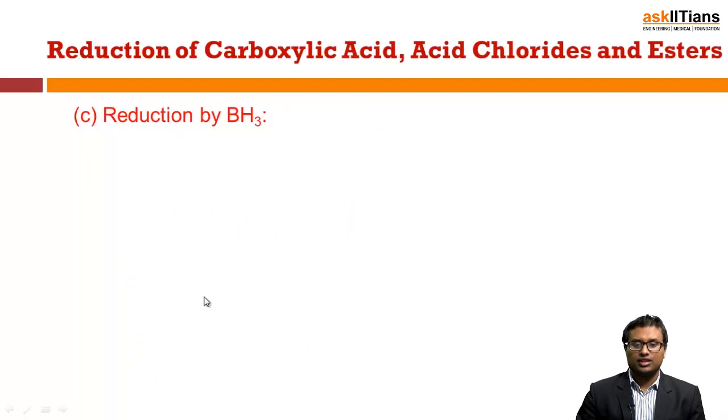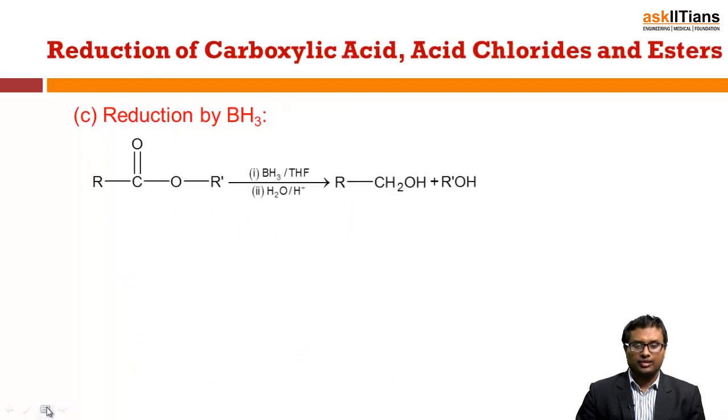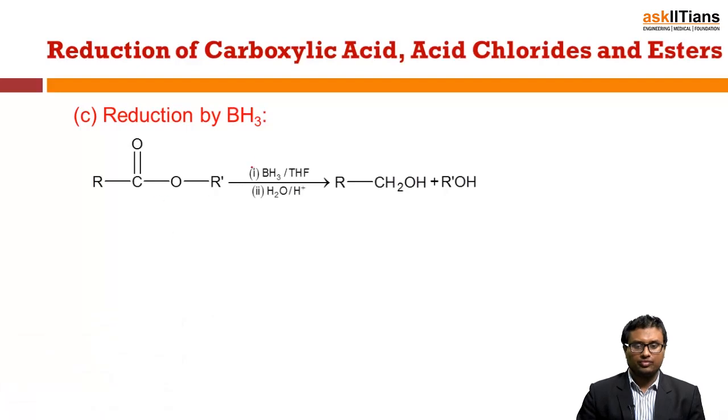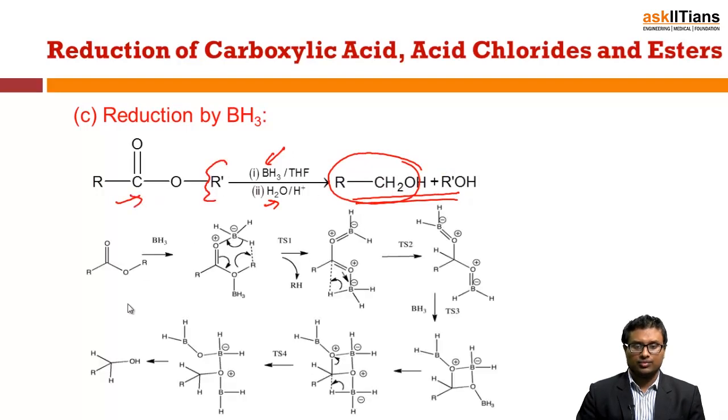So next, reduction by borane. It's a simple process where if you are using BH3 and H2O, you know reduction is taking place. So you will be getting again two alcohols here. One is RCH2OH and the other is R'OH.